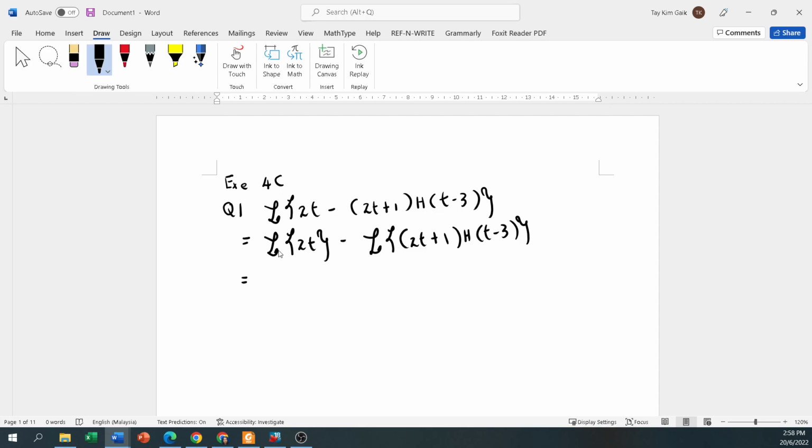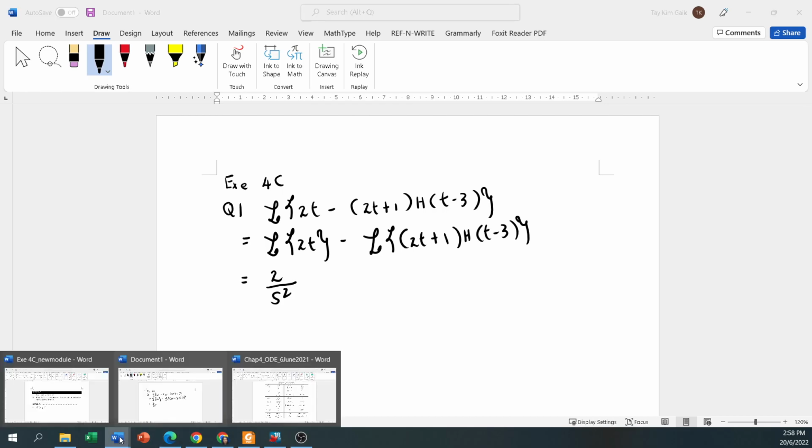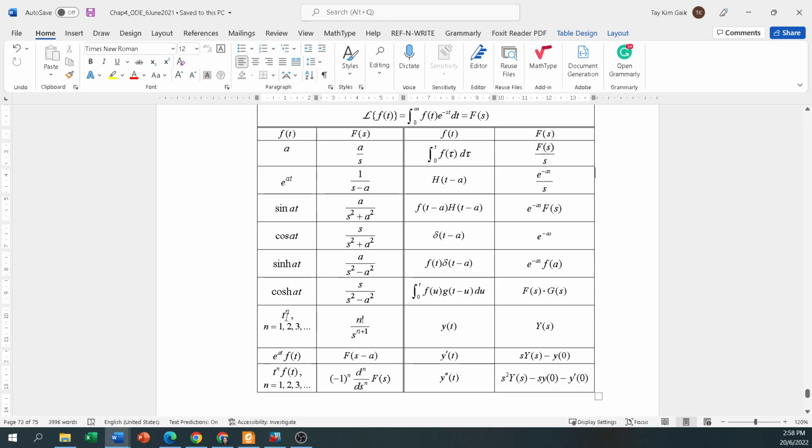And then the Laplace transform for 2t is 2 over s squared. For those who are still not familiar, you may print out your table of Laplace transforms. So t to the power 1, you have 1 factorial divided by s to the power of 1 plus 1, so you get s squared.